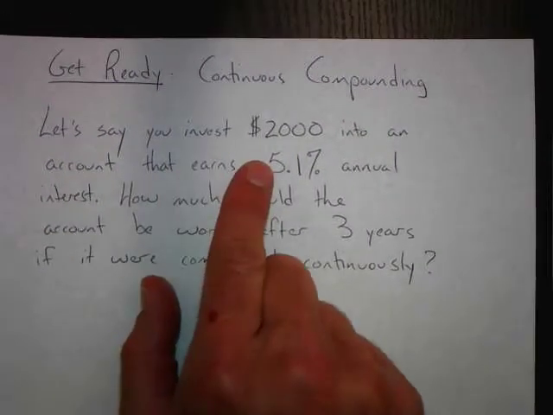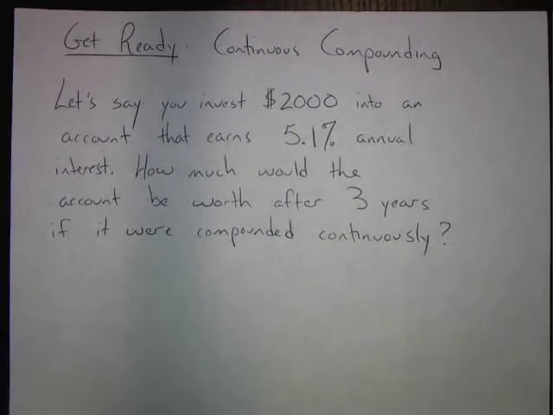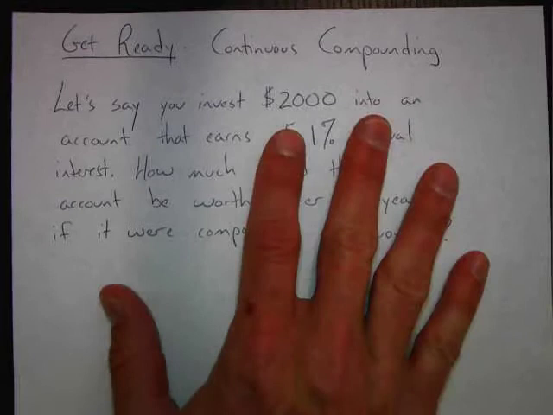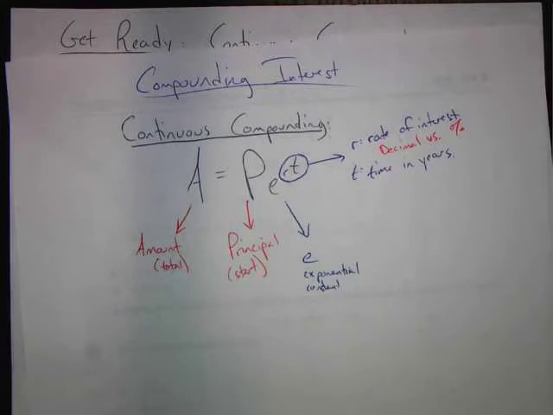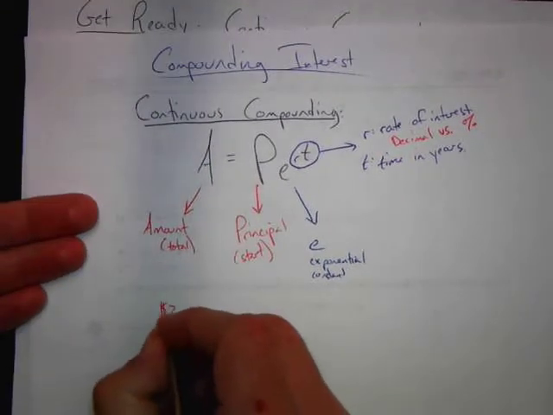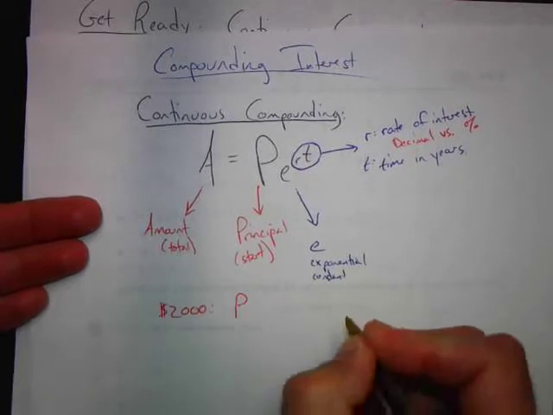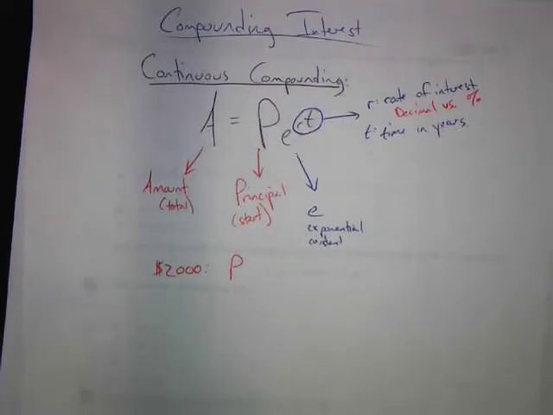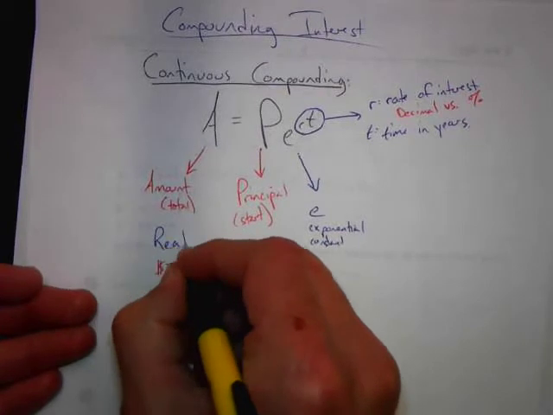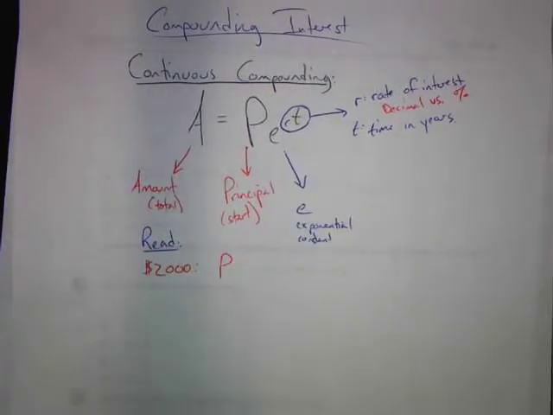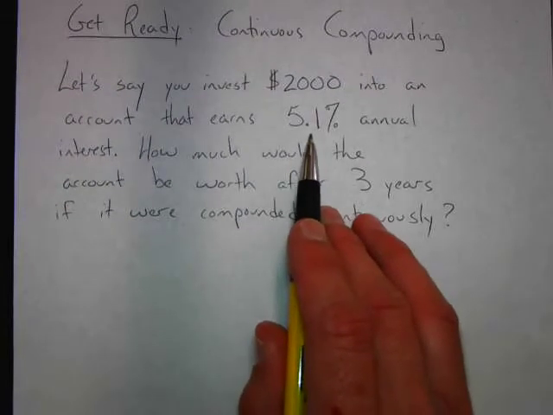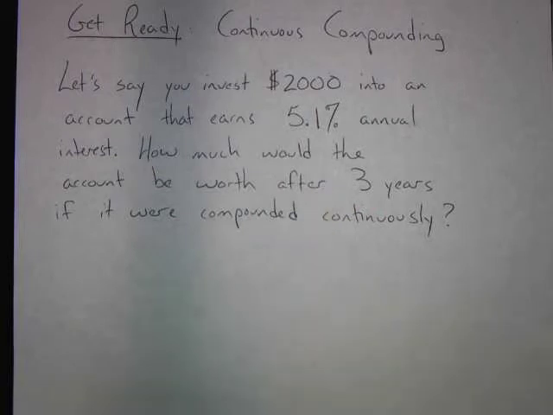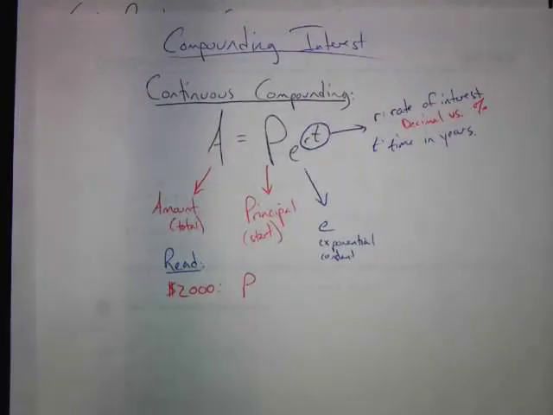Let's say we invest $2,000 into an account. When you read that sentence, hopefully, if you understand what you're reading, you realize that the $2,000 is your original investment. So in this case, that $2,000 that we're dealing with is our principal amount. Just from reading, which is the key to most stuff, you realize, hey, that $2,000, that's the principal amount. And it's into an account that earns 5.1% annual interest. That's your interest rate. So 5.1% is your interest rate.